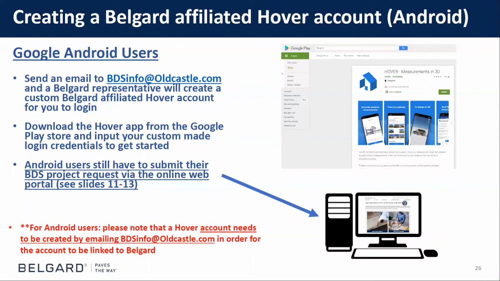The big thing, as I said earlier, that we want to make sure is clear is that a Hover request is not going to automatically prompt a Belgard Design Studio request. So any Android users are still going to have to go through the traditional web portal for the time being. So anyone who needs accounts for that, feel free to send us an email at bdsinfo@oldcastle.com. We'll create the account. Otherwise, all Apple users can just go right through the app and create their Hover account right through there without even having to reach out to us. So just wanted to make that clear.